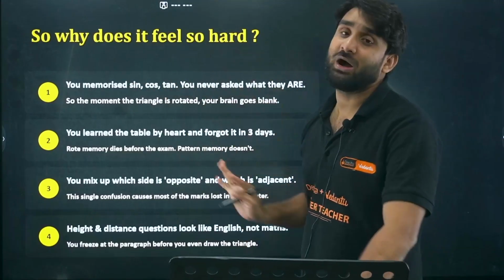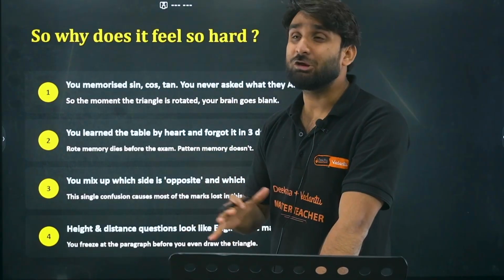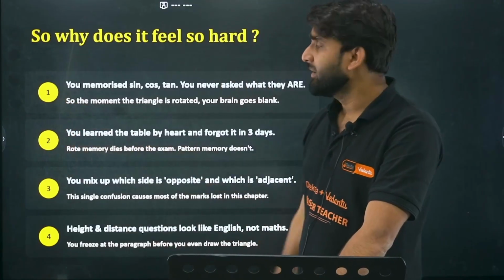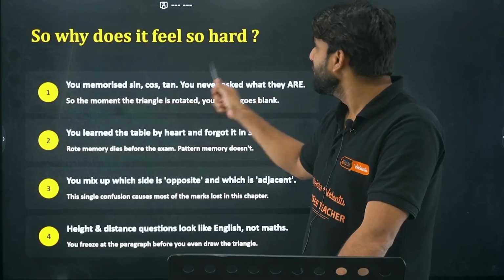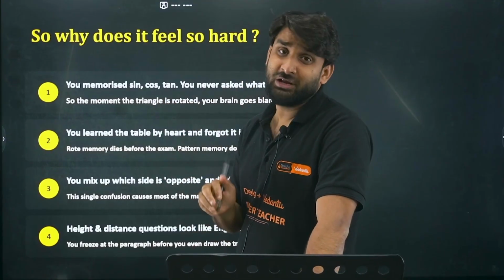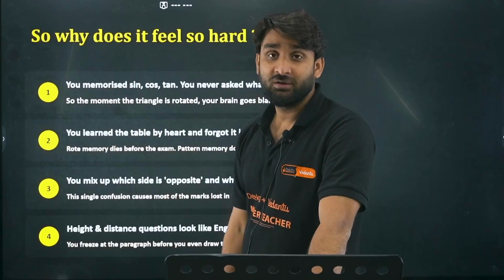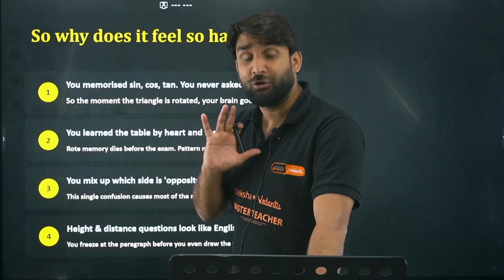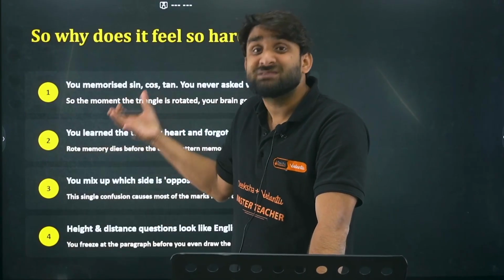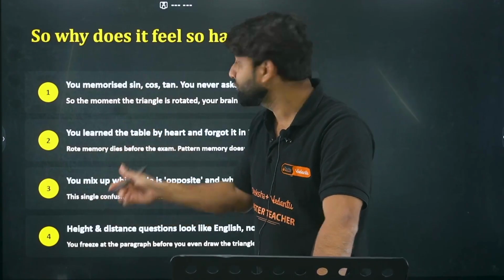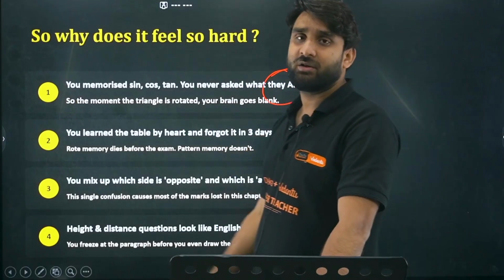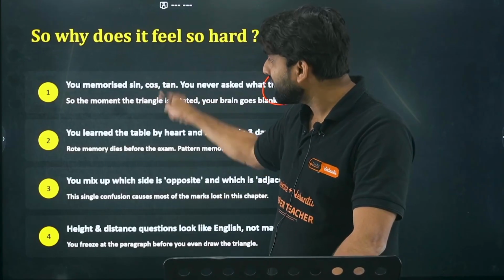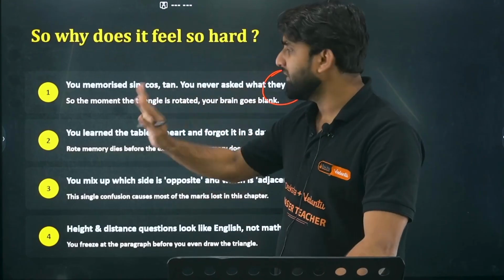So why does it feel so hard? The majority of students feel that trigonometry is very tough, very difficult to solve. Because of why? Look, first point. You memorized the sine, cos, tan, but you never asked what they are. If you are dealing with trigonometric functions, sine, cos, tan, cosec, sec, cot, don't memorize them. Don't just mug up the terms. Don't follow rote learning. Try to understand what exactly sine is, what exactly cos is, what exactly tan is. What they are, why they are, how they are. I'm going to give you every piece of information today, don't worry.